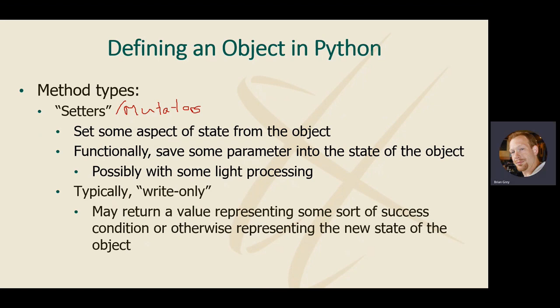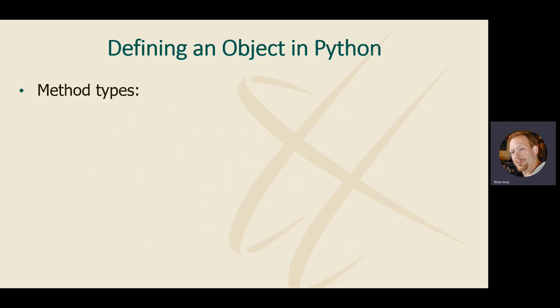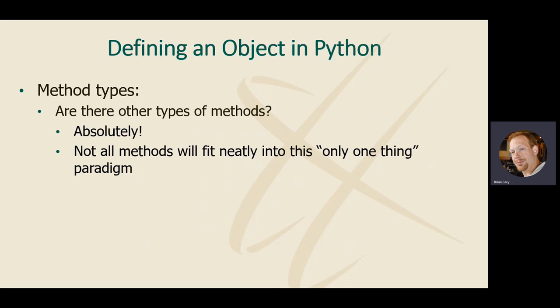So now the question becomes, are there other types of methods? Are all methods either getters or setters? And the answer is no, all methods are not getters or setters. There are absolutely other types of methods. Not all methods fit cleanly into only one thing. Okay. Anytime in life someone says it's all this or that, that's a sign to immediately be skeptical. It doesn't mean it can't be true, but you need to interrogate the claim more.